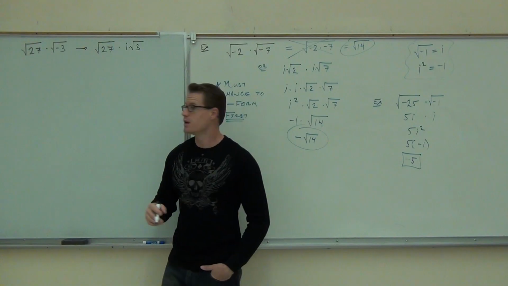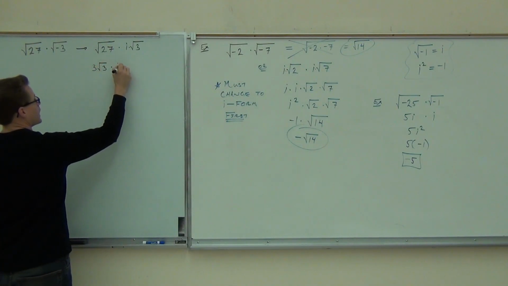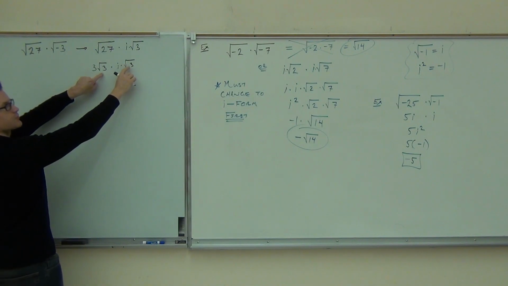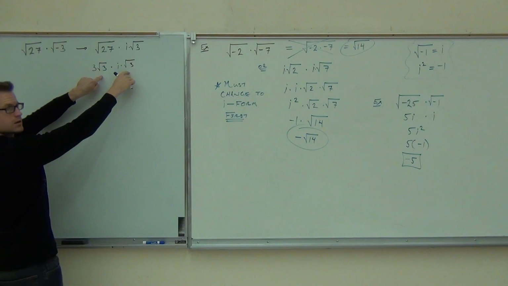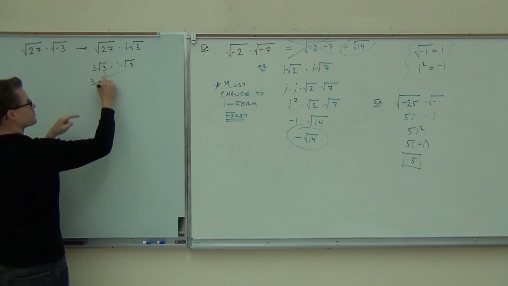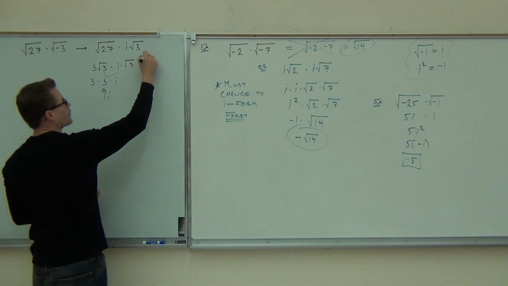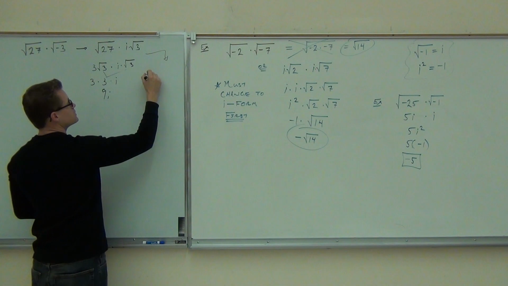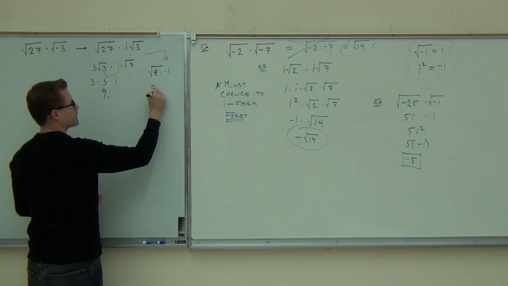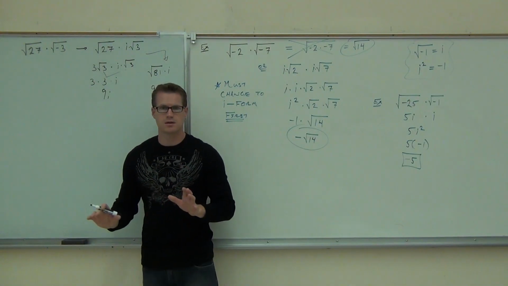Either way you do it. You could do 3 root 3 times i root 3. You know a root times itself gives you the radicand. Do you remember that? This is 3 times this gives you 3 times i, or 9i. Or you could do the square root of 81 times i, 9i. Either way, you get 9i out of that. Do you see both ways on that? Both ways there.